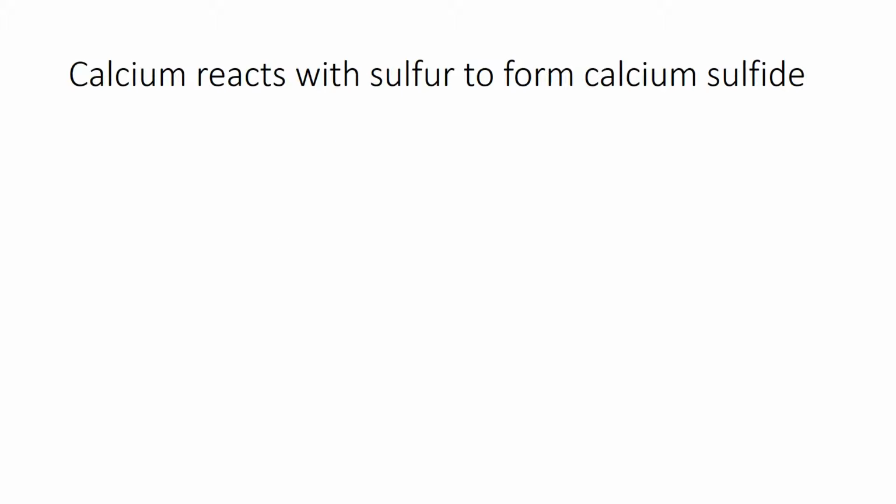Okay, so the first thing I'm going to do is underline or highlight anything that looks like an element or compound. So here I have calcium. Reacts with is a plus sign. And I have sulfur. To form is an arrow. Calcium sulfide, which is a compound. So let's go ahead and convert these words to symbols, starting with calcium.